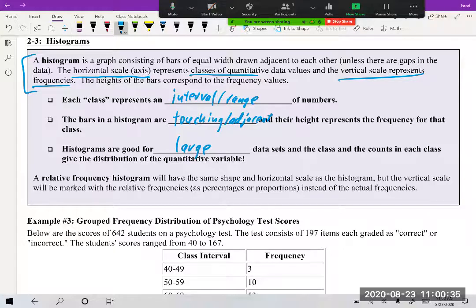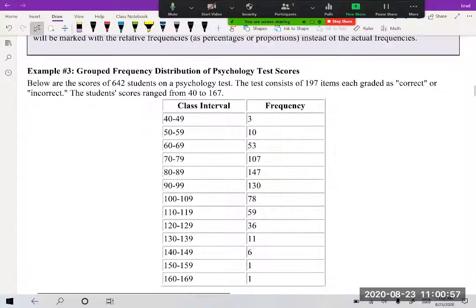A relative frequency histogram will have the same shape and horizontal scale as the histogram, but instead the vertical scale will be marked with relative frequency or percentages or proportions. So in this case, it'll go from 0 to 1, or it'll go by 0.1, 0.2, 0.3. Instead of the actual frequencies, it'll be the proportions or the percentages. Okay. So that's not too big of a deal.